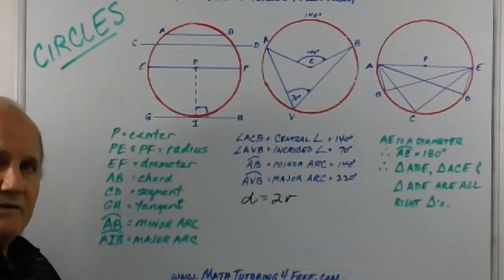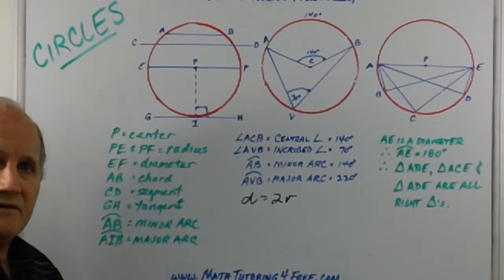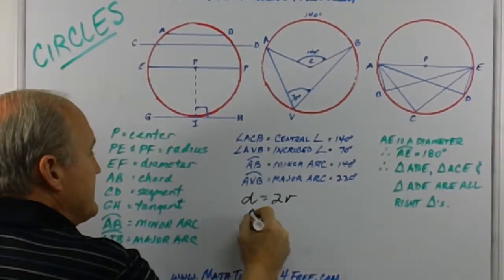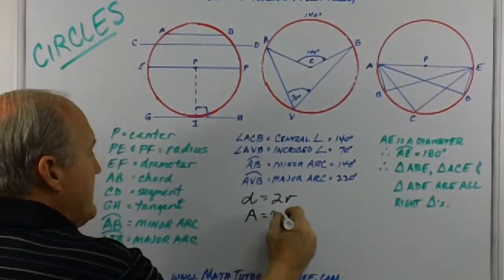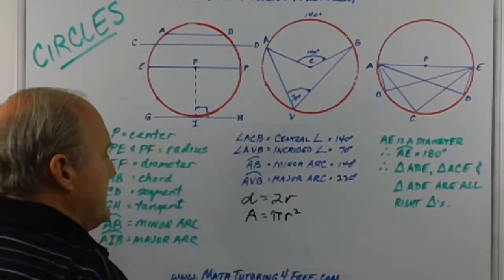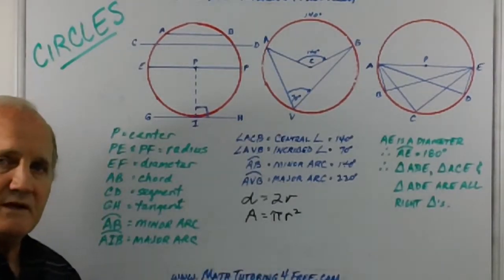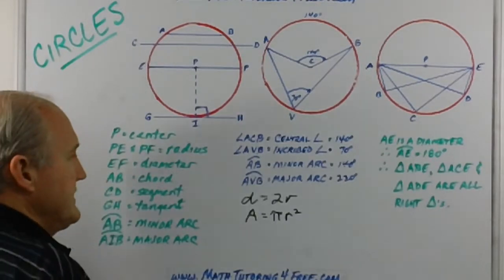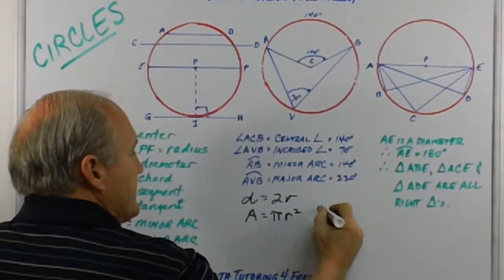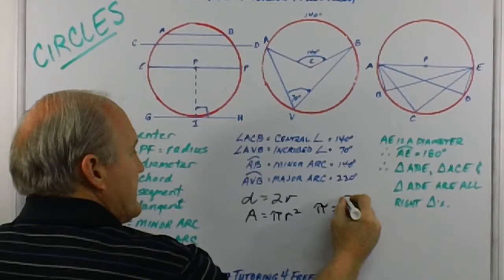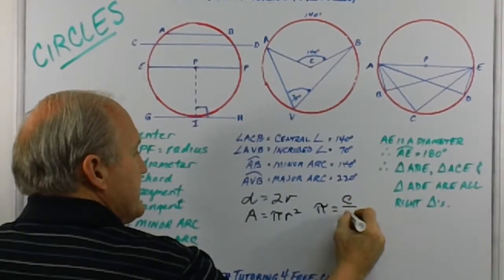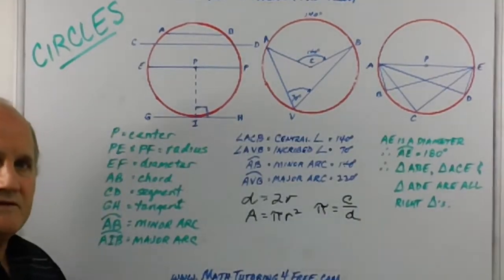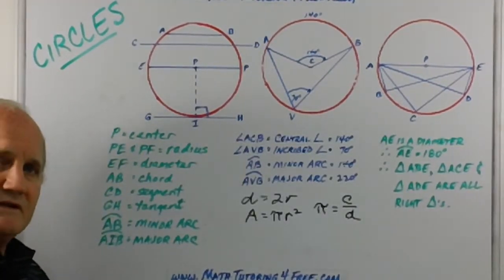And we use the radius in order to find the area of a circle. The area of a circle is equal to pi r squared. Pi is a letter in the Greek alphabet, and it's used for circles. Pi represents the ratio of the circumference divided by the diameter. And that's an irrational number that as a decimal goes on forever.